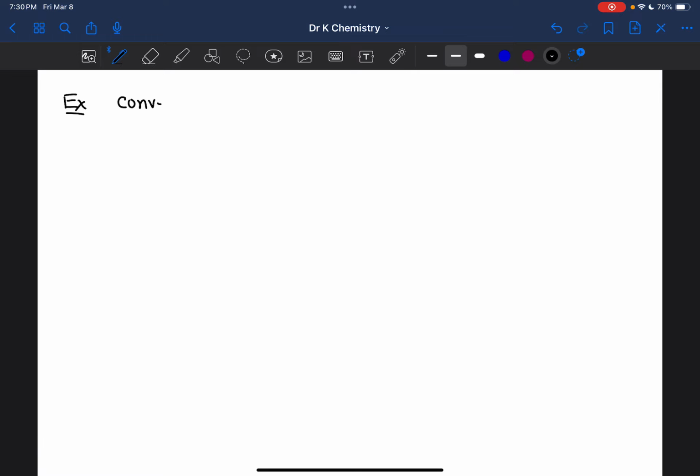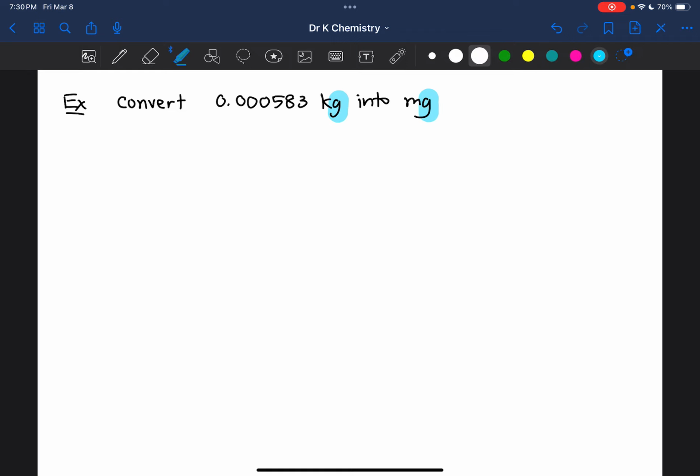Suppose that we want to convert 0.000583 kilograms into milligrams. Notice that for both of them, the unit that they have in common is gram. So what we could do is convert kilograms into grams first, and then convert grams into milligrams.